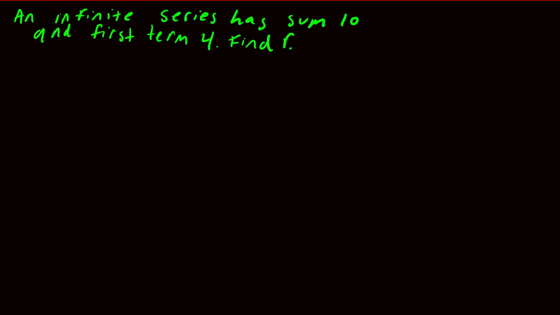Now, here's the hardest example we're going to do today. An infinite series has sum 10 and the first term 4. Find r. Okay, so again, let's write down what we know. The first term is 4, and then the sum is 10. Well, they tell us it's an infinite series, so let's use our infinite series formula, which was s equals a1 over 1 minus r. Now, the sum, so s is 10. We can write that down, s equals 10.